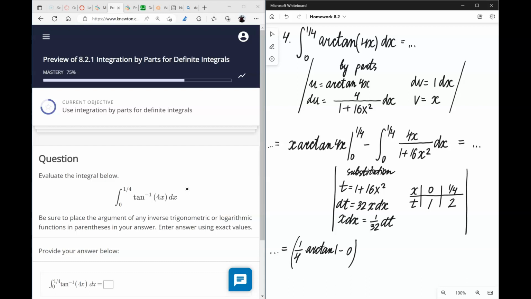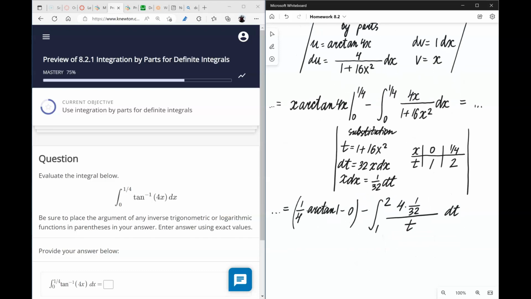Zero times anything is always 0. So I don't have to write arctan of 0 there, even though it's also 0. And here now we have a new integral, but it's in terms of t. So it's going to be 4x, so 4. X dx is now 1 over 32 dt. And in the denominator, we just have t.